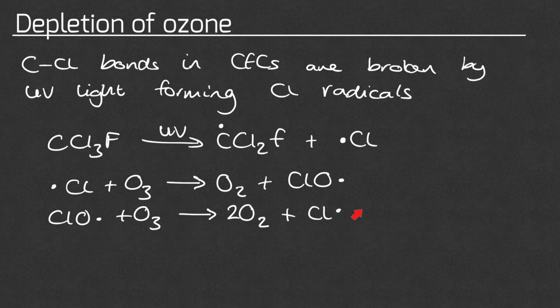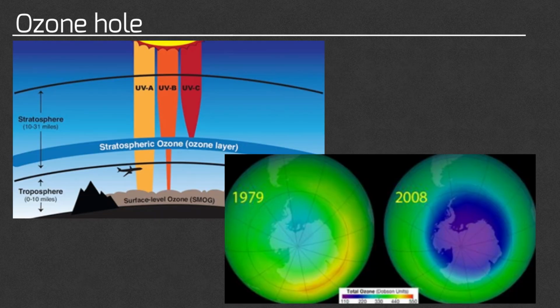The Cl is a catalyst here. We can see it's used in the first step and then regenerated at the end. So 1 chlorine radical can decompose essentially an unlimited amount of ozone. The overall equation for this is 2 molecules of ozone being broken down into 3 molecules of O2. You need to again be able to know, write and recall these equations here, so you need to learn these off by heart.